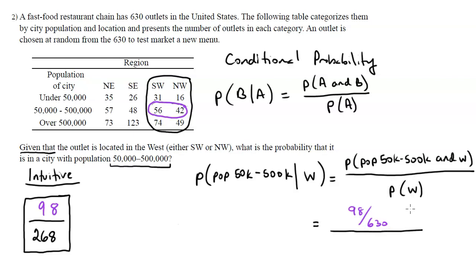Now the probability that an outlet is in the west, that's all of these here. All of these are in the west, and we added those up already. We got 268. So that's 268 out of 630. These have the same denominator of 630. That cancels when we divide and switch to multiplication and all of that. So we still get 98 over 268. No matter which approach you use, you should get that same solution.